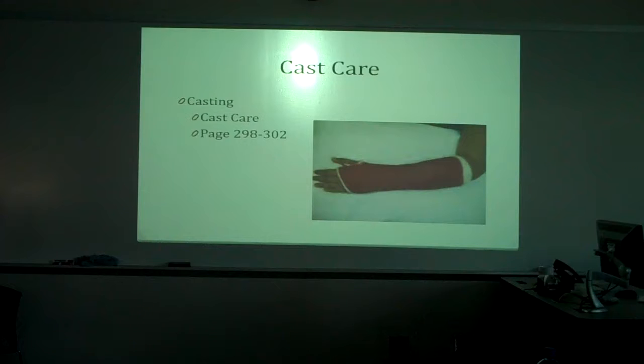Prior to having a cast applied, you want to observe the skin integrity of the child, make sure it's clean and dry, pad any bony areas to prevent breakdown, and you may want to show the procedure on a doll so they know what to expect, and assess neurovascular status. Children need explanation of what to expect.